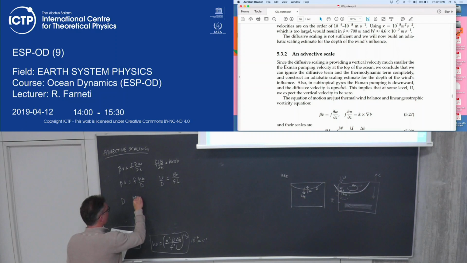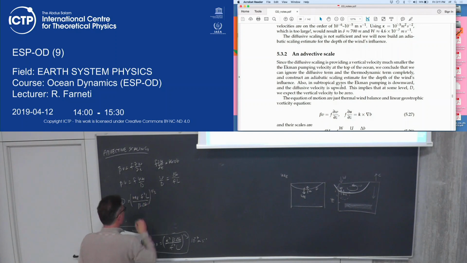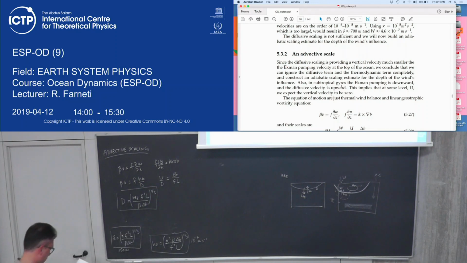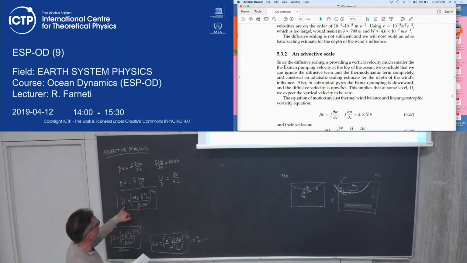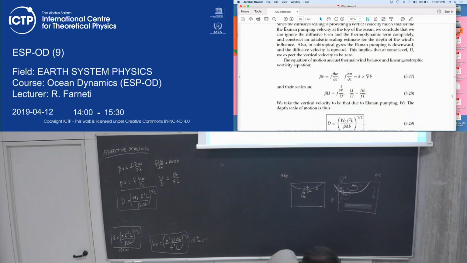So now you rearrange all of these things and you get to a scaling which looks like this. Okay, so now this advective scaling, if you rearrange between one and the other, you get a D, which is this. So now this advective scaling is telling you two important things.